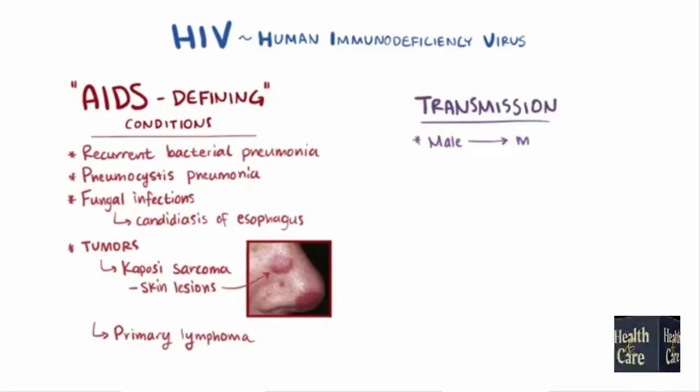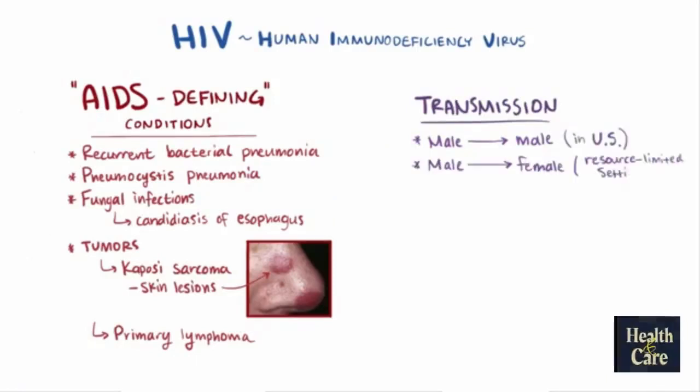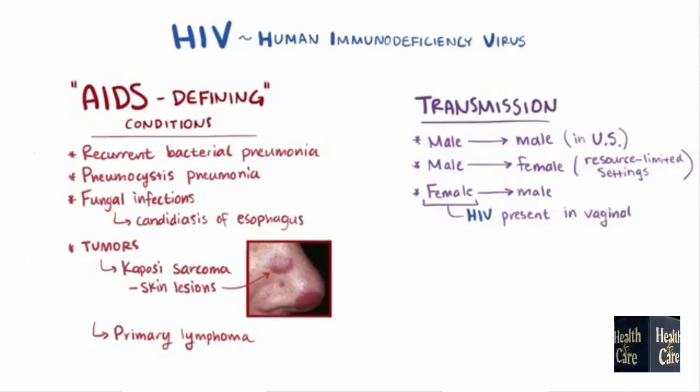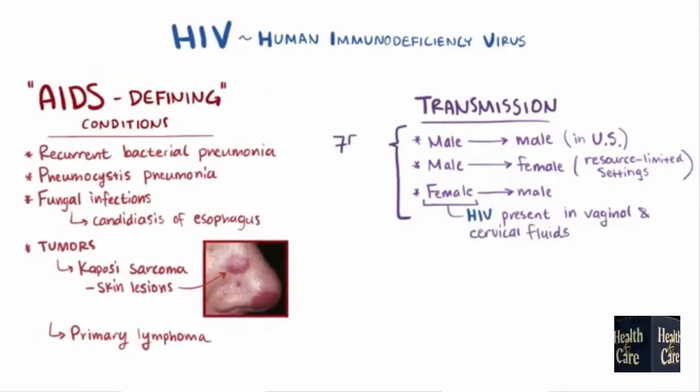Male-to-male transmission is the most common mode of transmission in the US, and male-to-female is the most common mode in resource-limited settings. Although less common, female-to-male transmissions occur as well, since HIV is present in the vaginal and cervical fluids of infected women. In fact, over 75% of all cases of HIV are contracted from sexual intercourse.